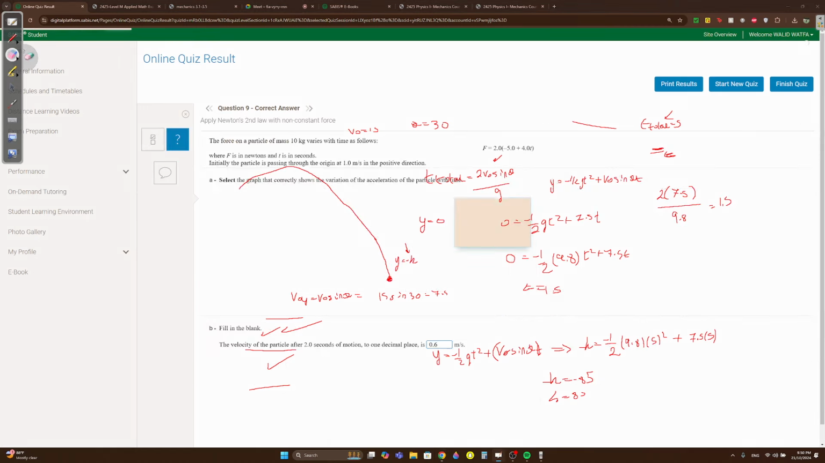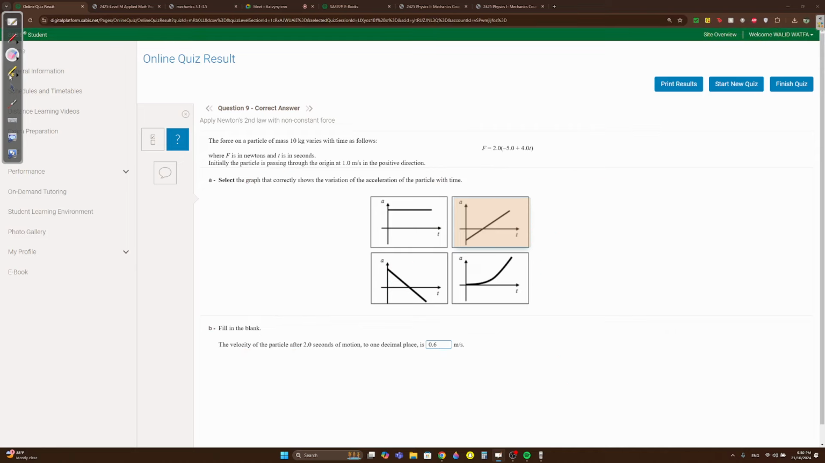Question 9. Go through these a bit quicker. The force on a particle of mass 10 kg varies with time as follows, where F is in newtons and t is in seconds. Initially, the particle is passing through the origin at 1 meter per second in the positive direction. Select the graph that correctly shows the variation of acceleration of the particle with time.